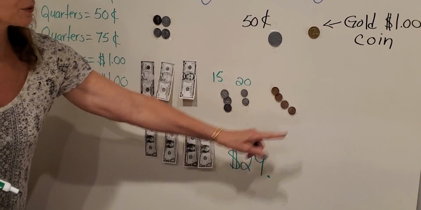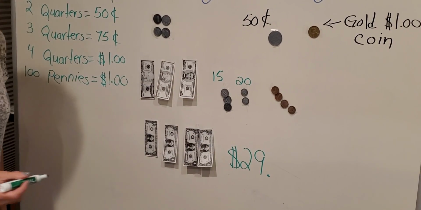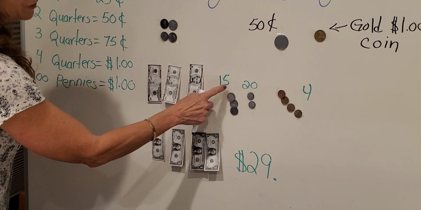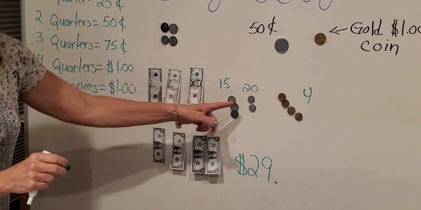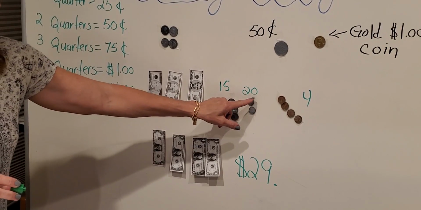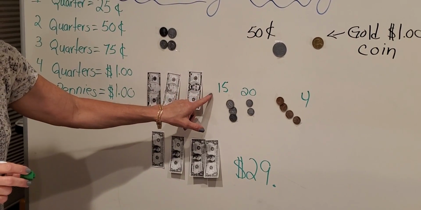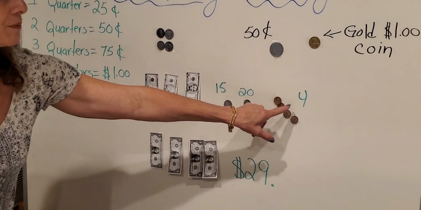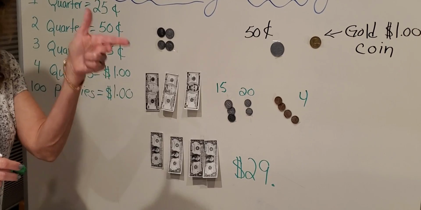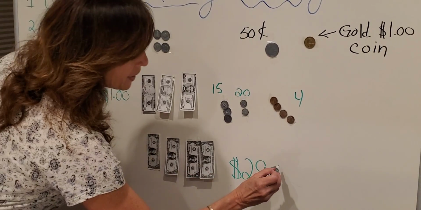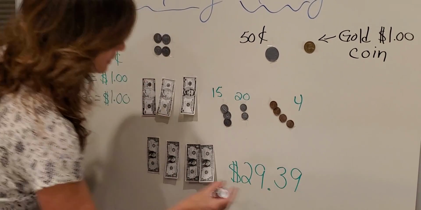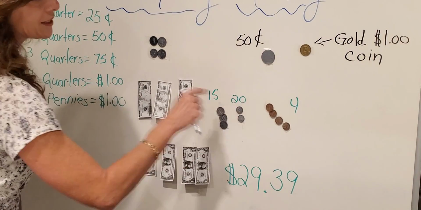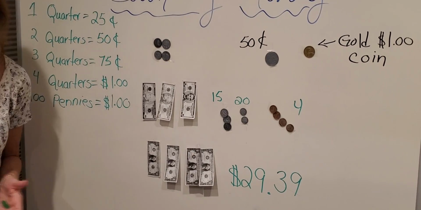And pennies, we all know, are worth 1. So we have 4 pennies. So we now have 15 plus 20 plus 4. I always like to add the higher number first. So 20 plus 15 would be 35, plus 4: 36, 37, 38, 39. So we have $29 and 39 cents. That's how we count money, boys and girls.